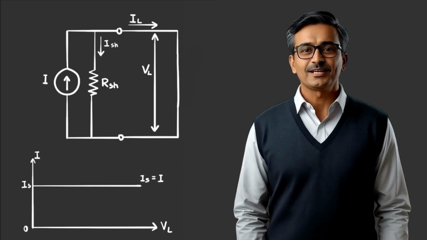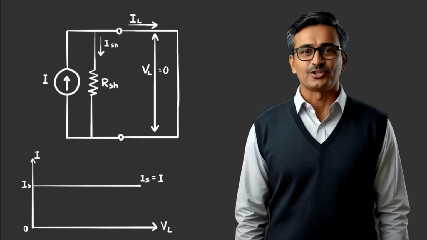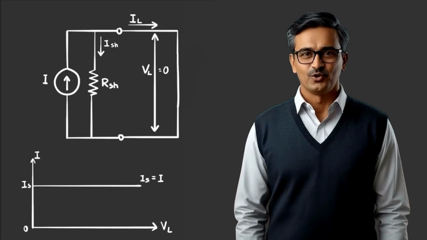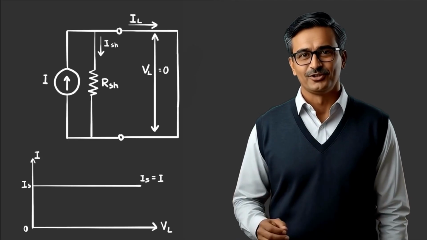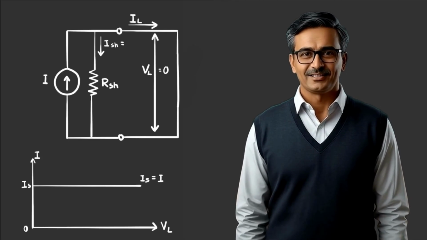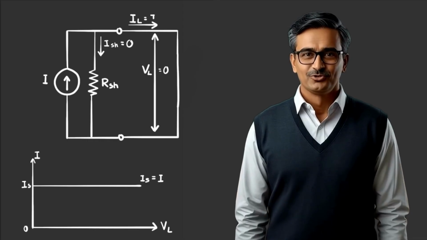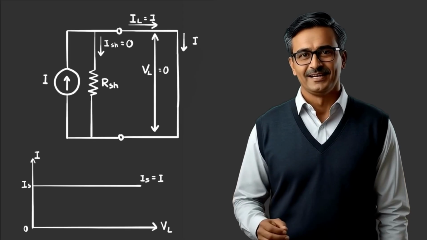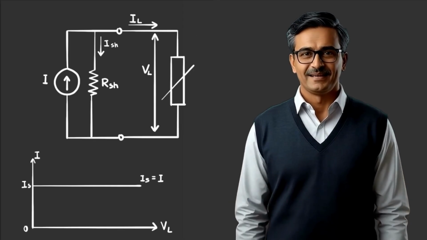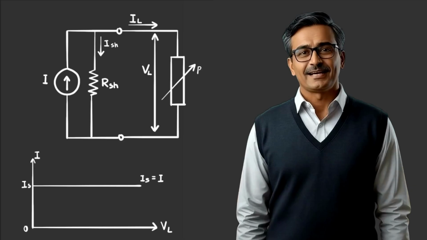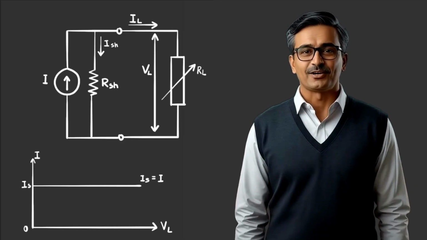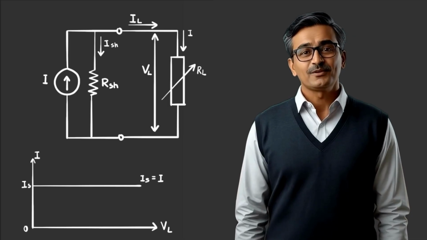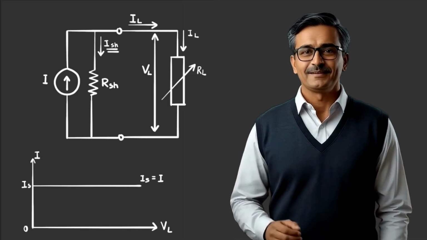If we short circuit a practical current source, the short path has almost zero resistance, so nearly all the current flows through the short circuit. Very little or no current flows through the internal resistance. Now remove the short circuit and connect a load. If the load resistance increases, some current flows through the internal resistance and less current flows through the load. So the load current decreases.